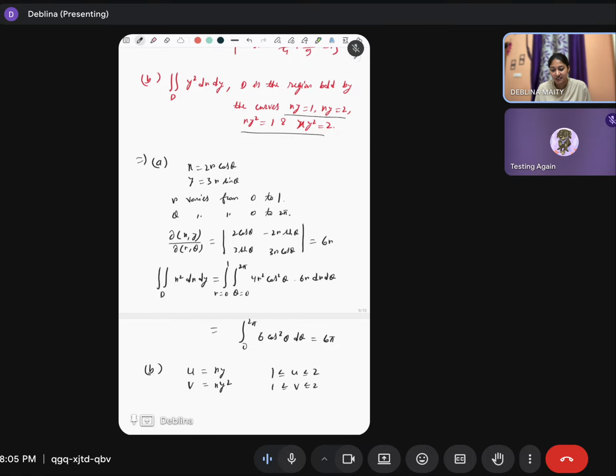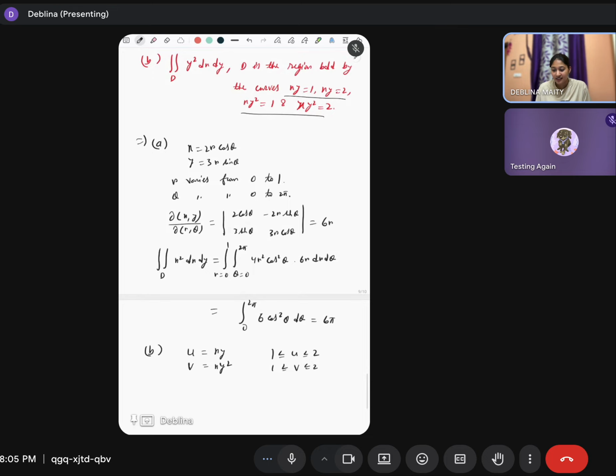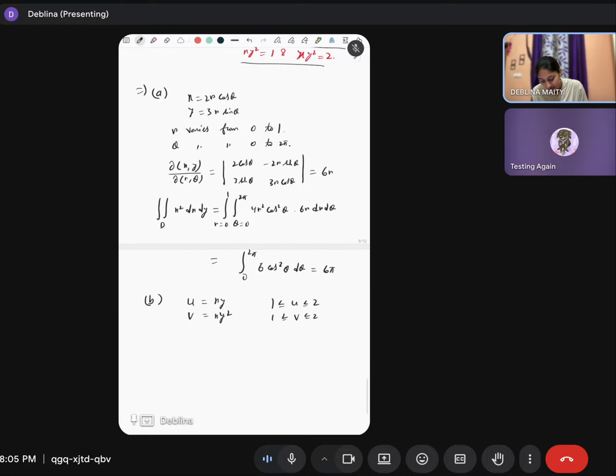So I found the limits easily. Here we see that changing the variables makes the integration easier, right? That's why we change variables. Not always do we do that. If the question says you have to change the variables, then you have to do that. But for simplicity, you can go from the xy plane to the r theta plane.